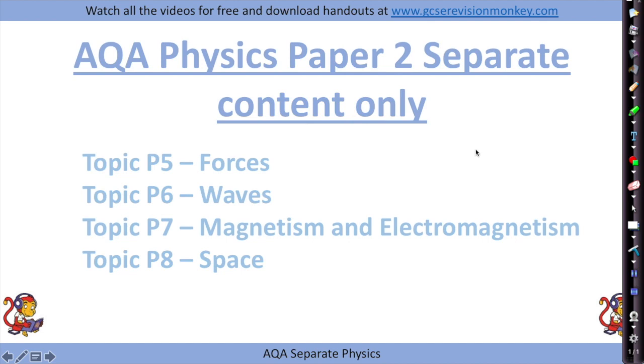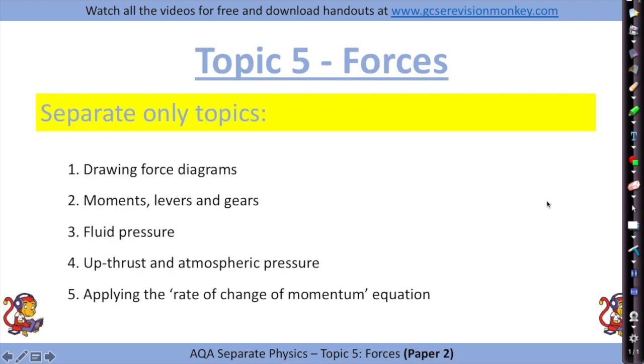Okay, welcome Year 11 to Physics paper 2, separate content only. This is going to cover just the separate content that comes up in paper 2. There are 4 topics in this: forces, waves, magnetism and electromagnetism in space. And we'll try and just whistle through some of those separate only content pieces that we're expecting to be examined in the exam. So let's have a quick look and see what we've got in forces.